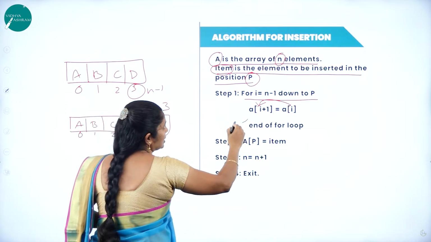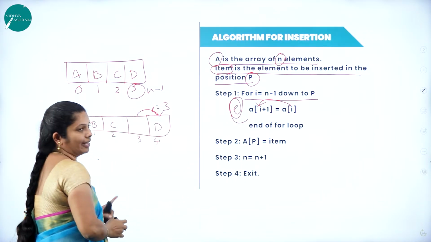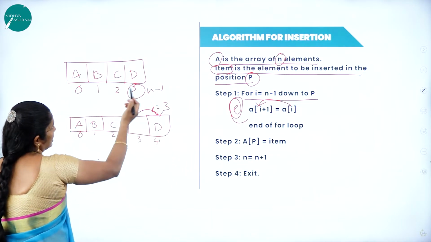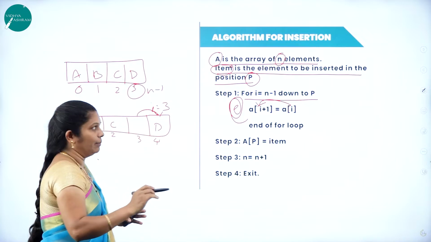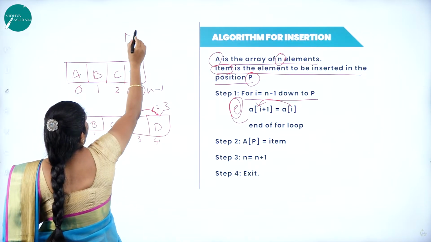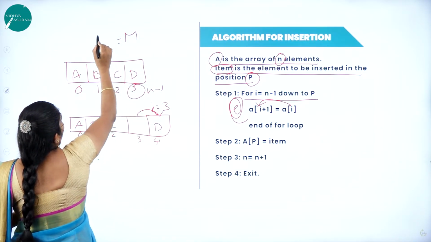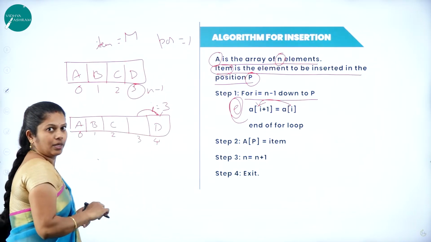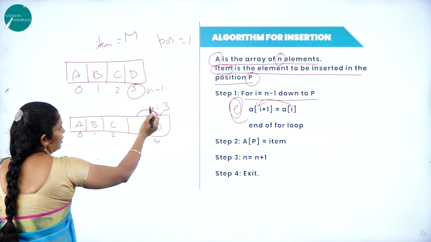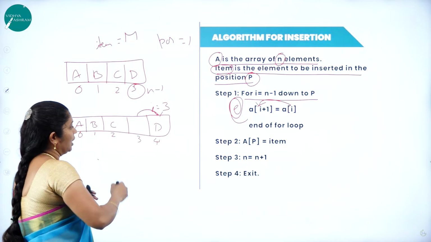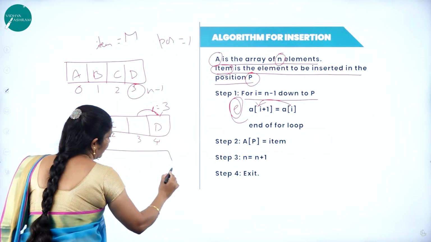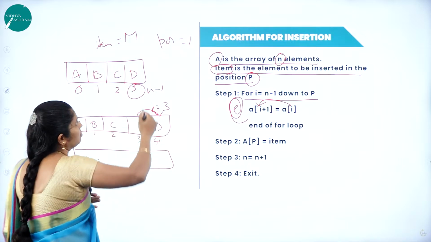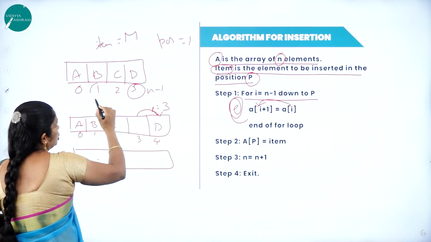Like this, the process will continue again and again until we get the position. That means consider I want to insert one more element, call it M, at a position, for example 1. First step, the last element is shifted to the higher order position. Then next step, now the position is 3. Now once again shifting will take place because we want to insert at position 1.